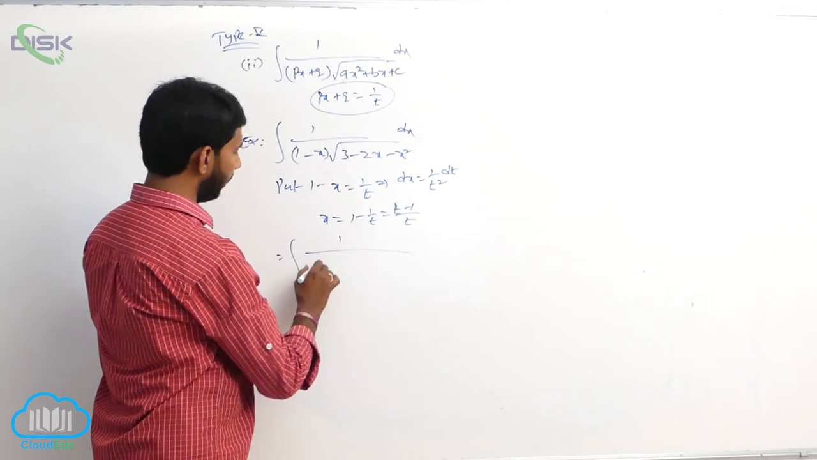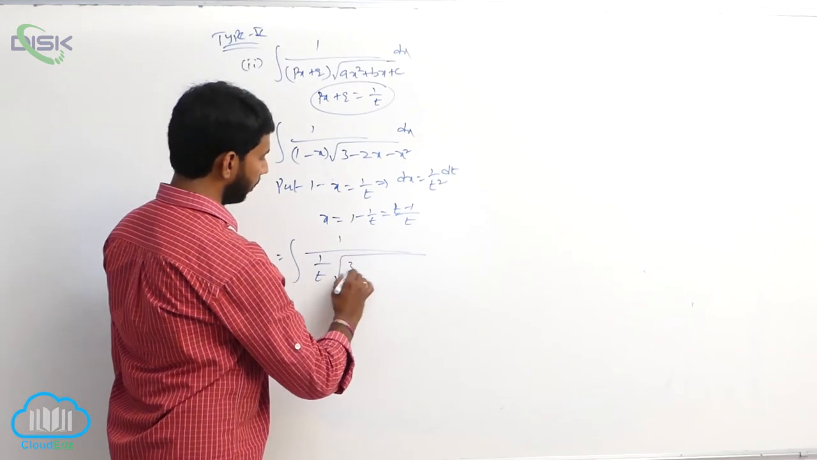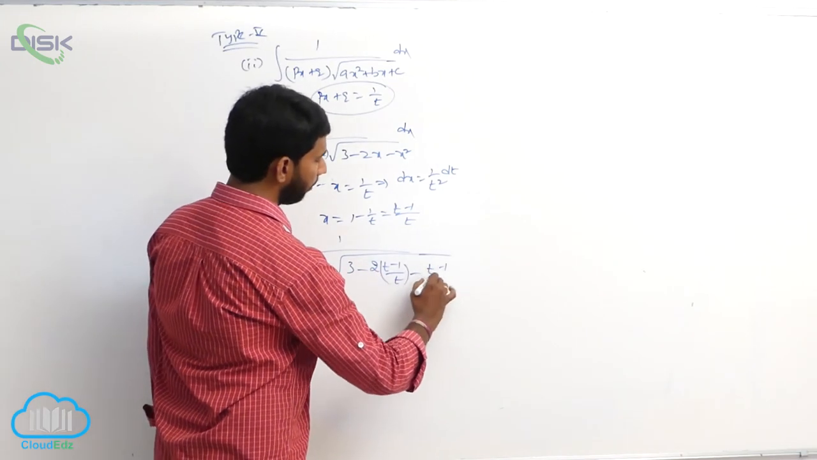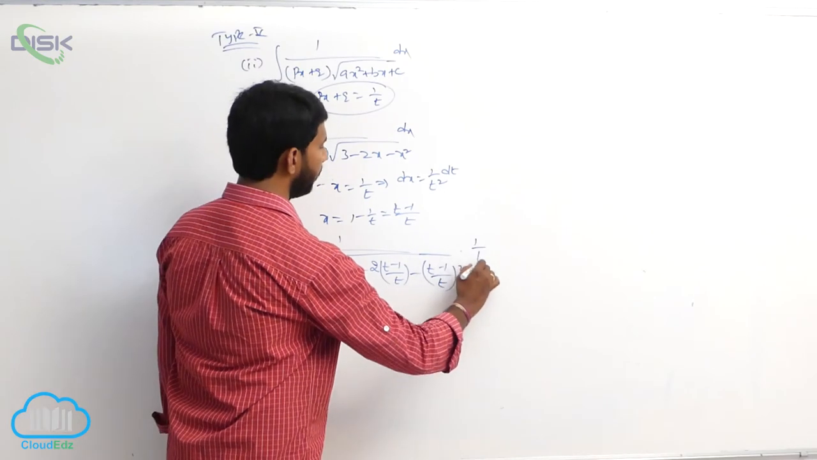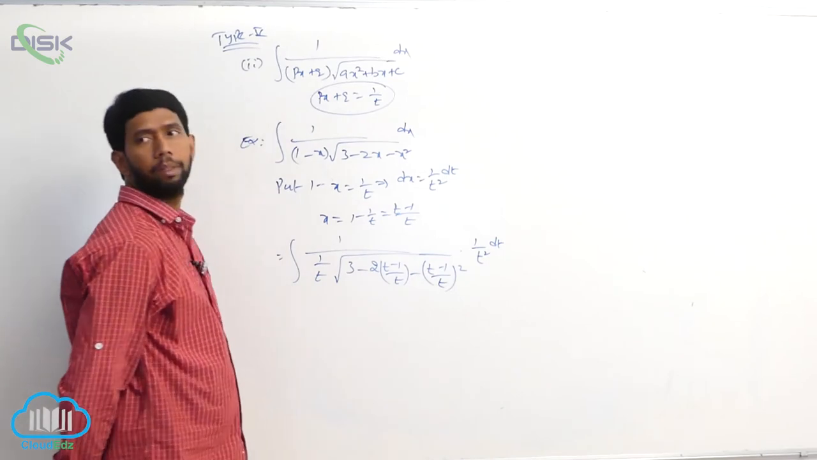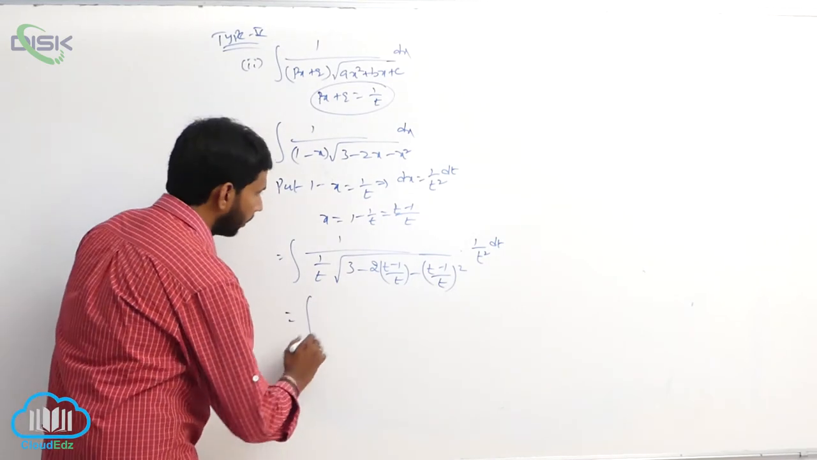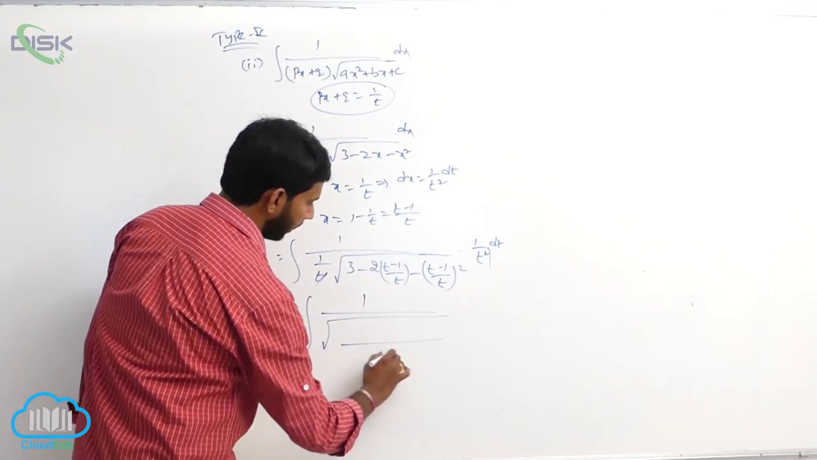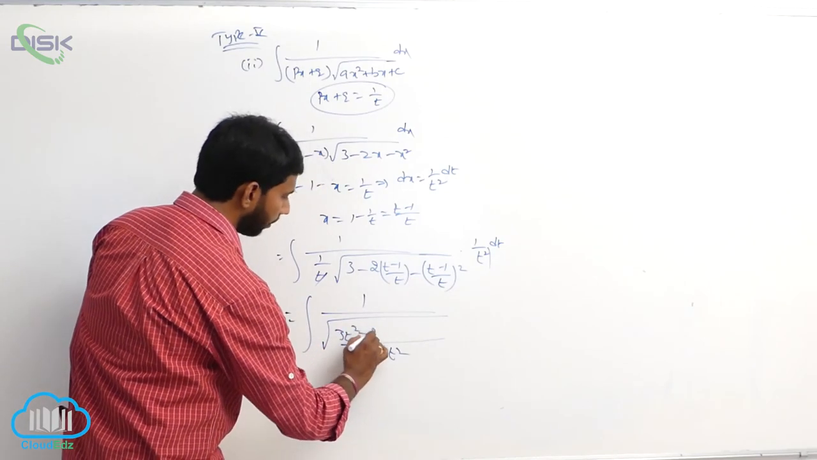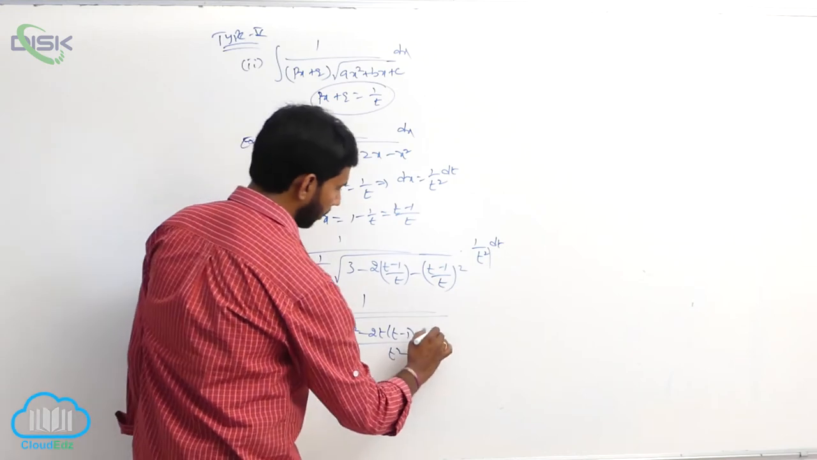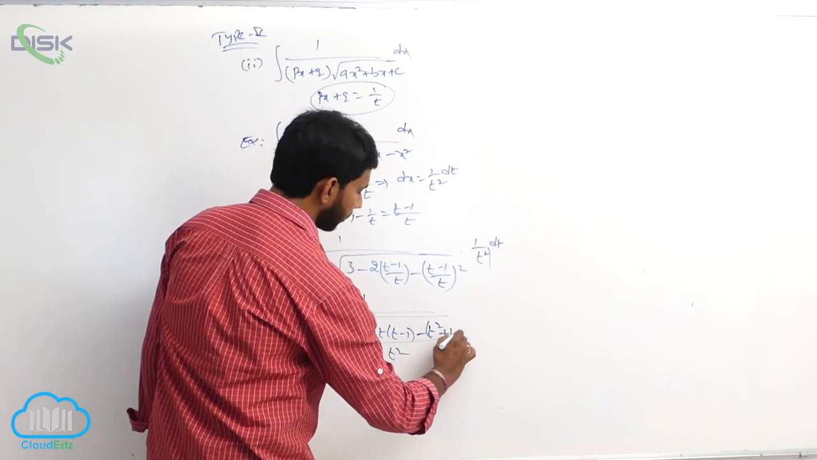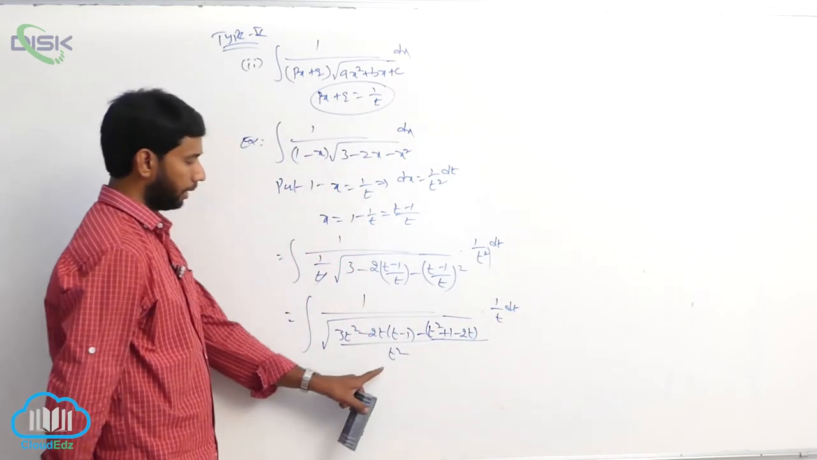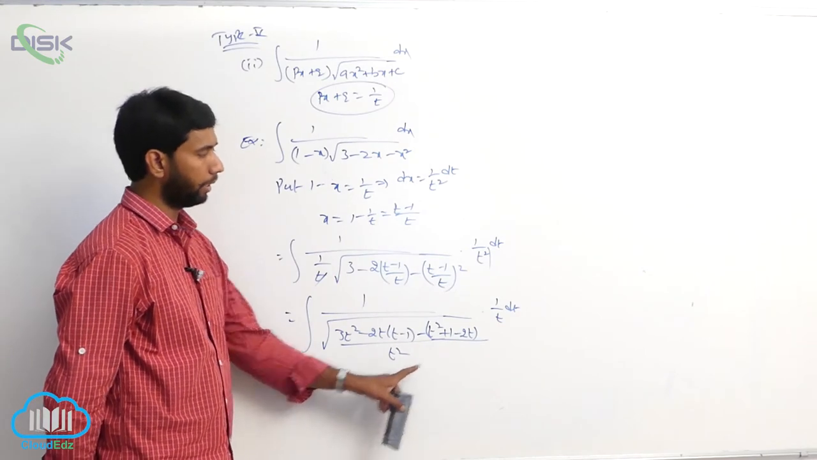This is integral of 1 by t into square root of 3 minus 2 of (t minus 1 by t) minus of (t minus 1 by t) whole square, into, here dx value is 1 by t square dt. Here one t cancels. Taking LCM, LCM is t square. That is 3 t square minus 2t of (t minus 1) minus of (t square plus 1 minus 2t), to the power 1 by 2, into 1 by t dt. Here the t gets cancelled.